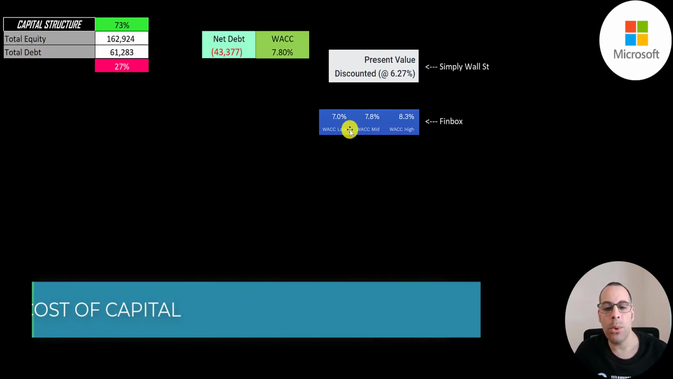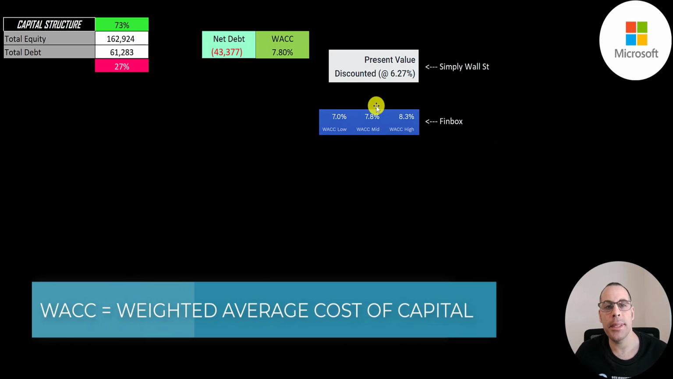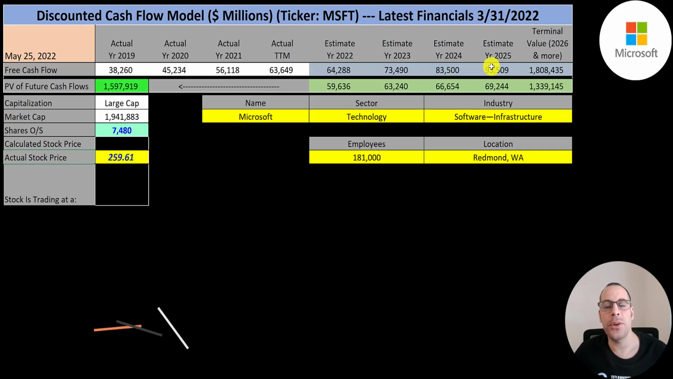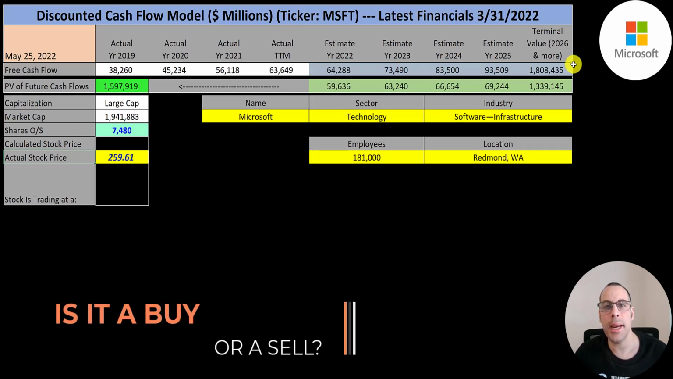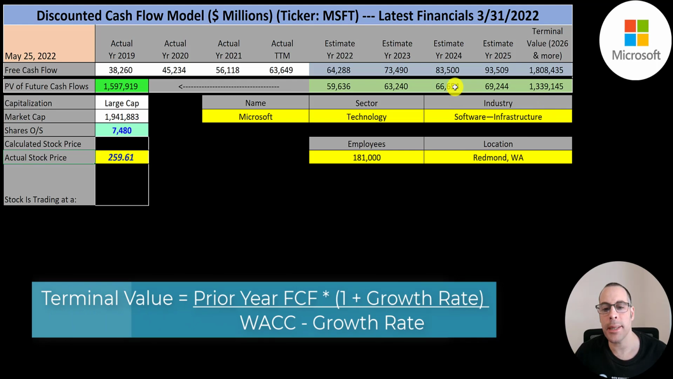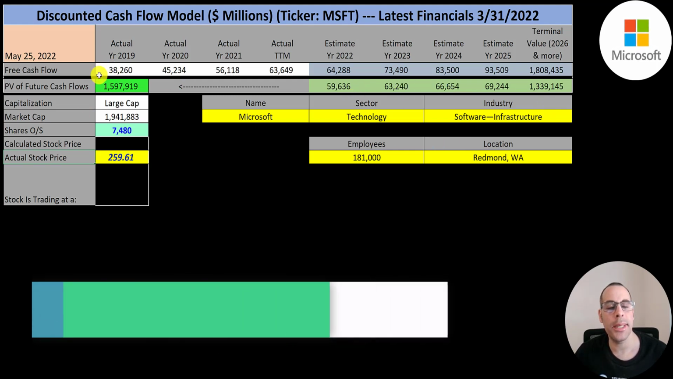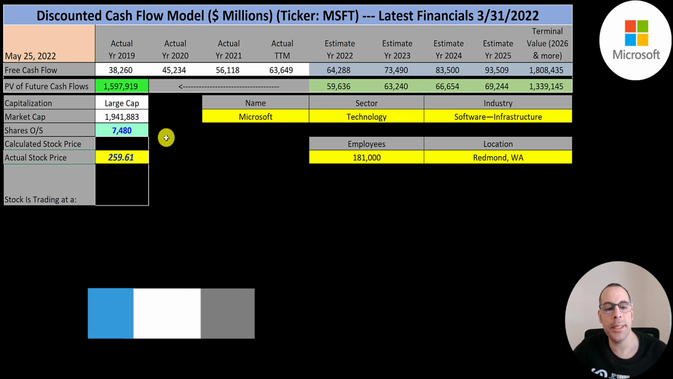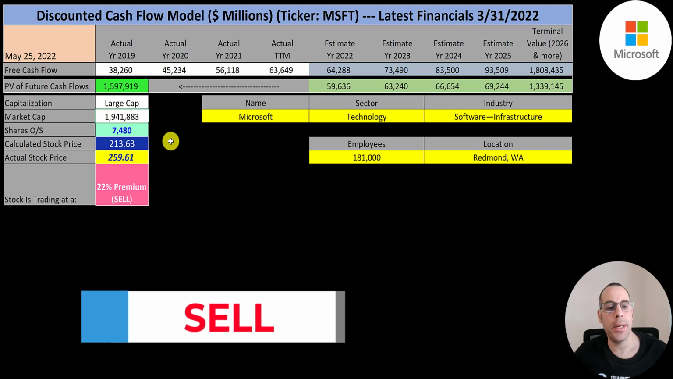I gave them the middle whack on Finbox, 7.8%, and that's a discount rate we're going to apply to the future cash flows. We estimated 4 years of future free cash flows. We also estimated a terminal value, which is all cash flows past year 4, that's 1.8 trillion. We discounted those numbers back to today using the weighted average cost of capital. We get a value of the company of $1.6 trillion. We divide that by 7.5 billion shares. And we get a calculated stock price of $214.